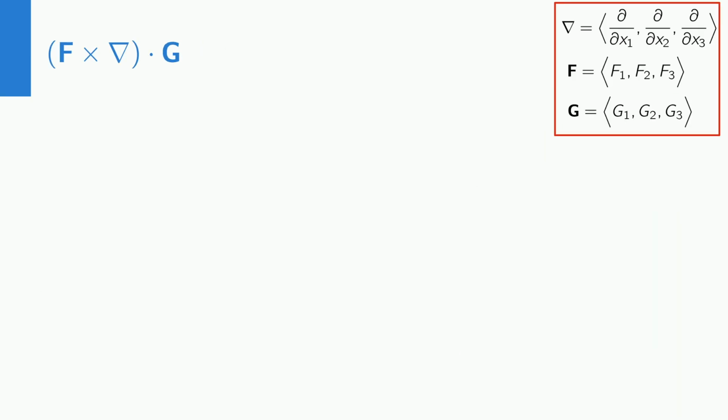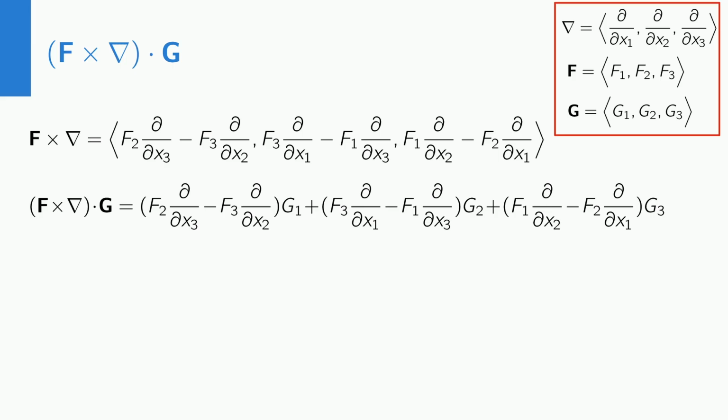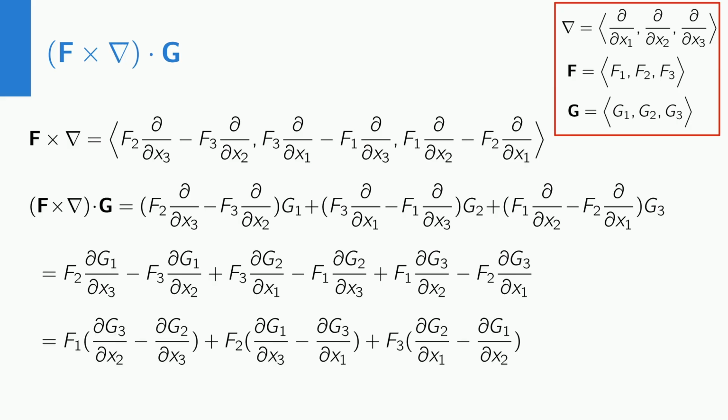Finally, let's have a look at the product f cross del dot g for two vector fields f and g. f cross del is the expression shown here. Hence the dot product of f cross del and g in that order is the expression shown here. By expanding the brackets, we find this to be equal to the scalar function shown here. Now here comes an interesting twist. By rearranging the terms, we find that the function is equal to the expression shown here, and this expression is equal to the product f dot del cross g.